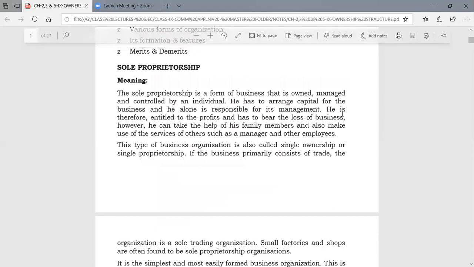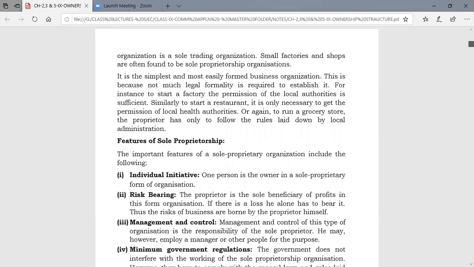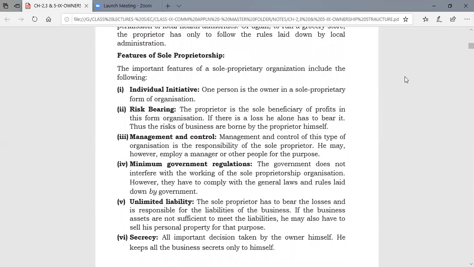Sole proprietorship, by its name, you can understand the meaning. The proprietorship means the proprietor, the owner. Who is the sole? That means this type of organization is owned and governed by a single person. Clear? There is no partner, no second or third person to operate. Only one person is operating, that is the owner. What are the salient features of this organization?